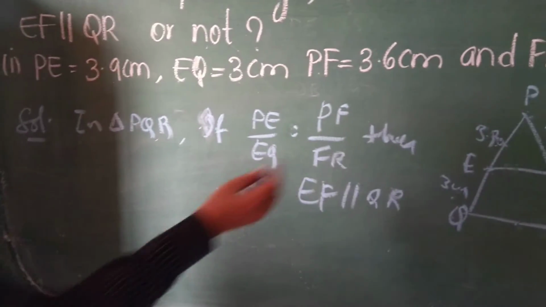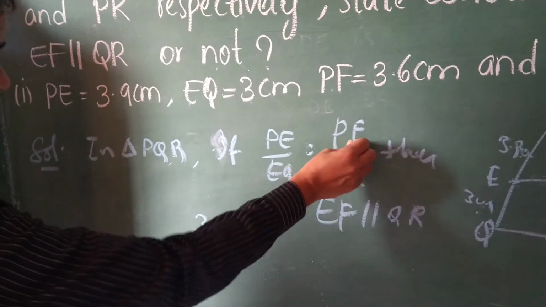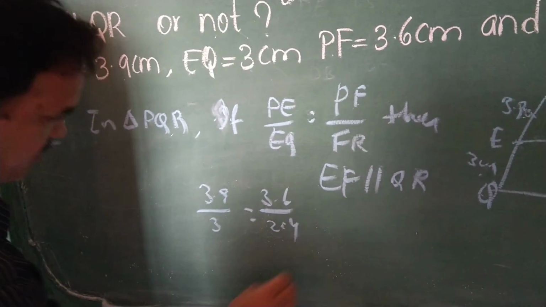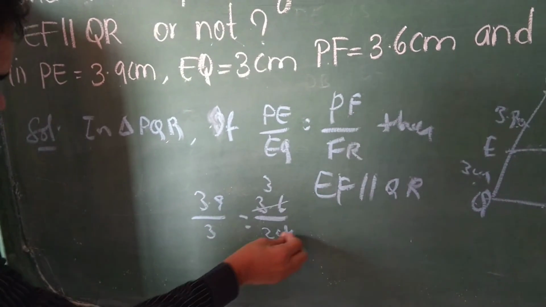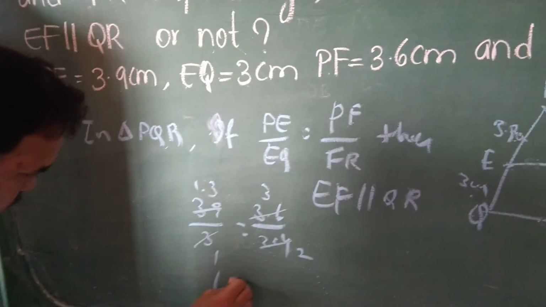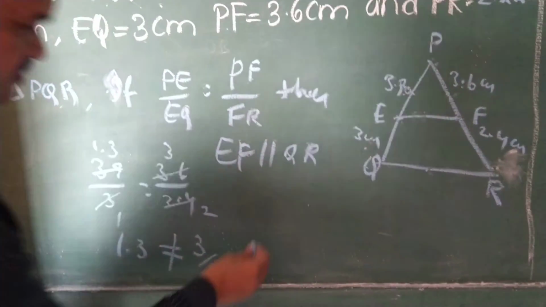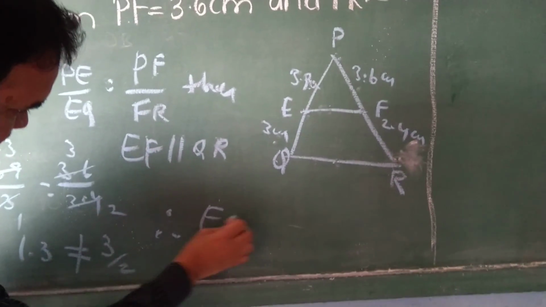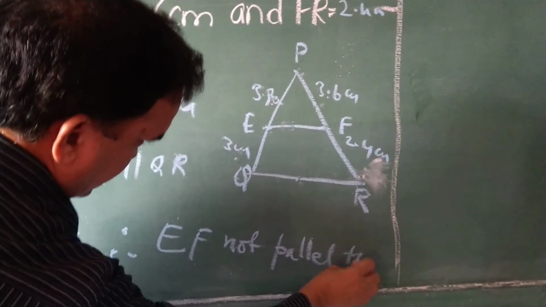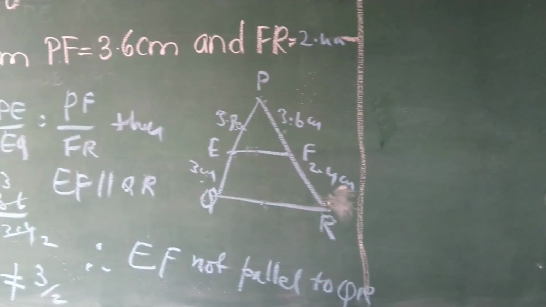Now I am proving. PE by EQ is 3.9 by 3, which is 1.3, and PF by FR is 3.6 by 2.4, which is 3 by 2. 1.3 is not equal to 3 by 2. So therefore EF is not parallel to QR.